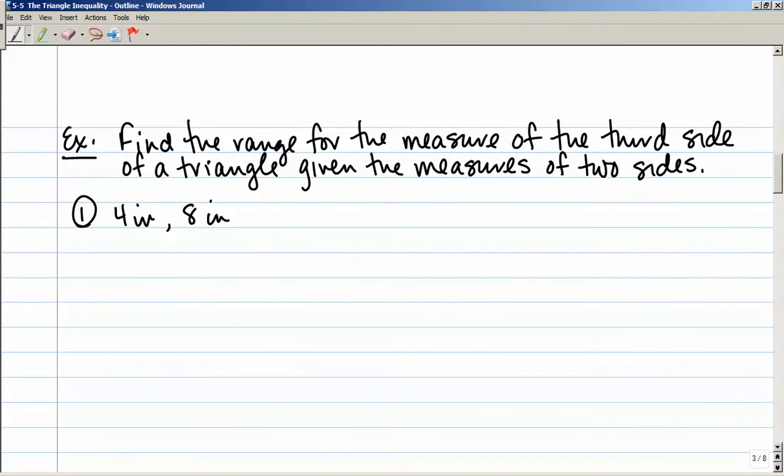This problem says find the range for the measure of the third side of a triangle given the measures of the two sides. So if I have a triangle that has one side that's 4 inches, one side that's 8 inches, how long and how short can the third side be? So I'm going to start by saying let x equal the third side of the triangle.